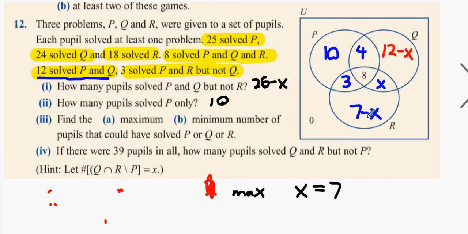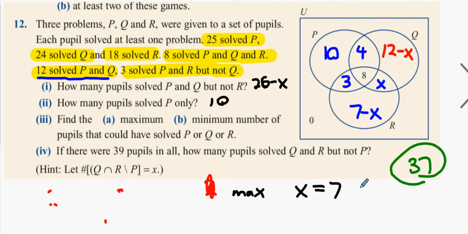So what happens if all of these are 7? Look what happens. 10 plus 4, 14. 14 plus 5, 19. 19 plus 3, 22. 22 plus 8, 30. 30 plus 7, 37. 37 plus 0, it's 37, is it? Everybody happy with 37 when x equals 7?